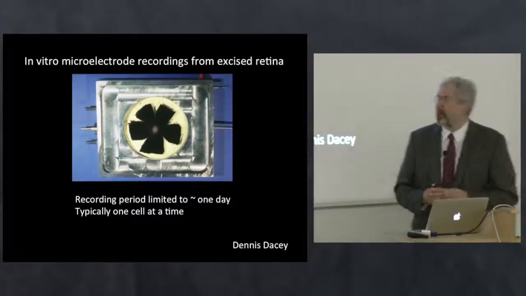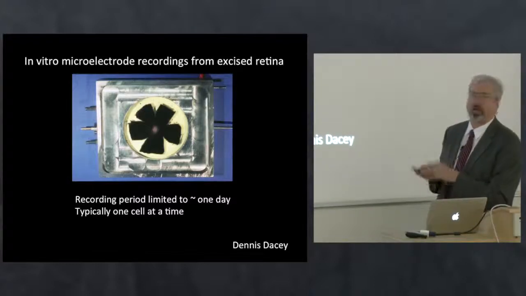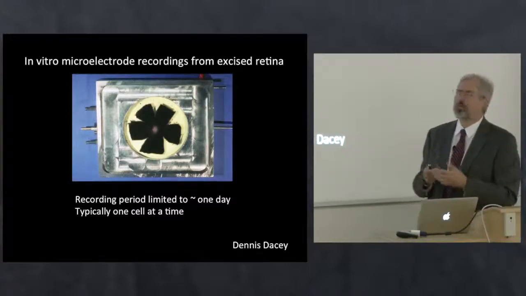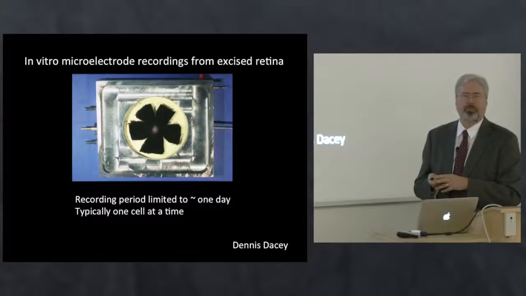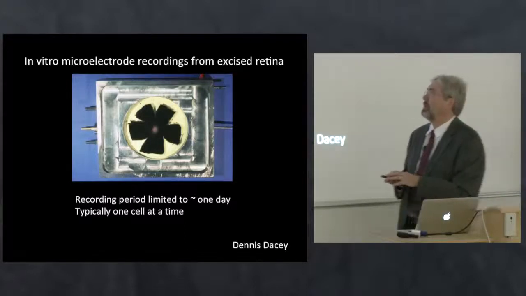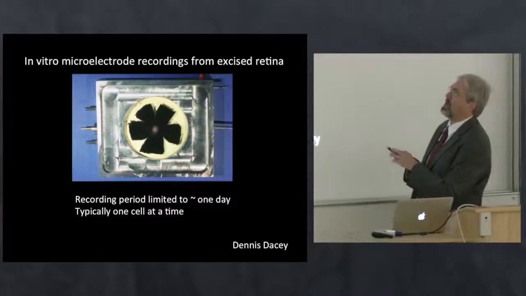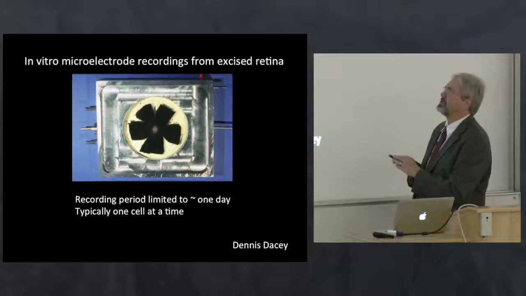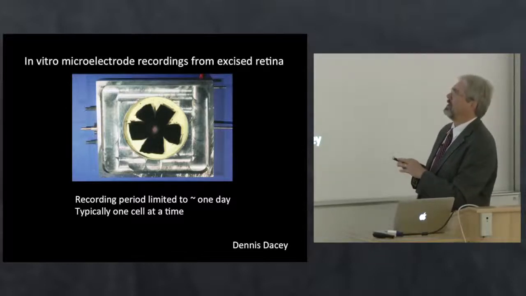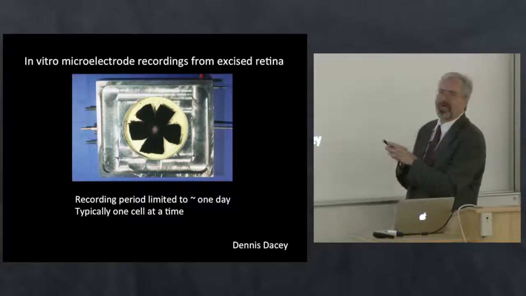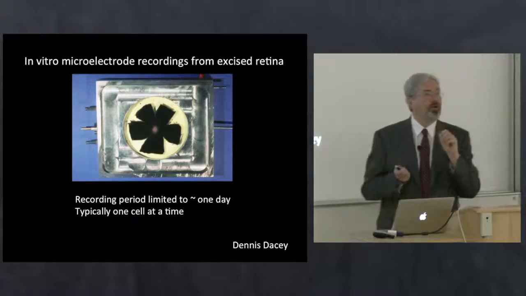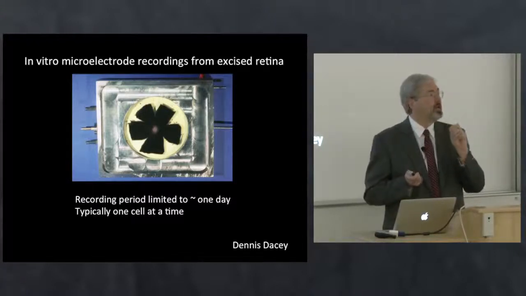So this is a picture from Dennis Dacey's laboratory, and it's the way he's been doing just wonderful, beautiful work on the organization of the retina, especially ganglion cell function for color vision and other things for many years. And he takes the retina and he cuts it out and he slices it up like this and puts it in a dish and does an admirable job of keeping it alive for about a day. And then he records from these ganglion cells one at a time with a single microelectrode.